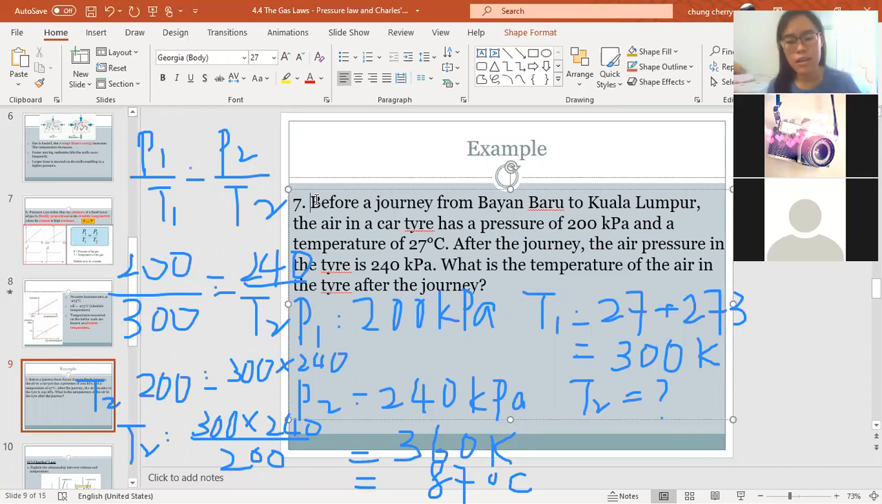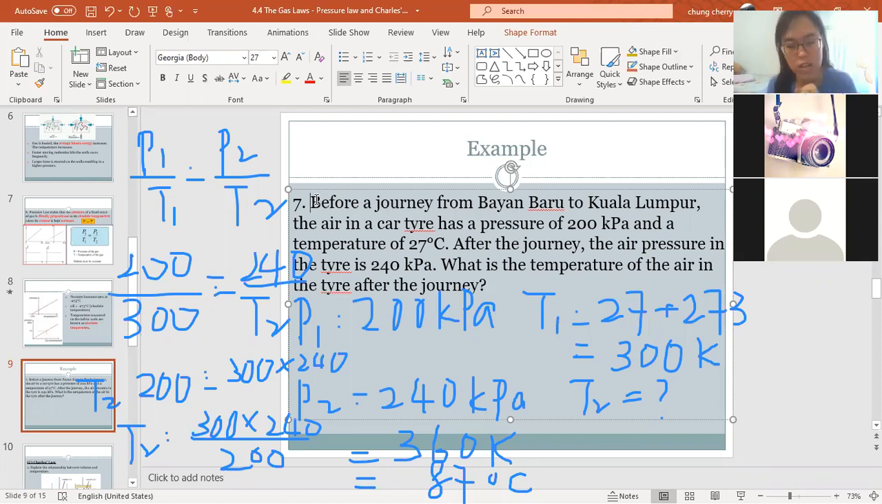Sorry, a little bit blur here, blur there. Yes, Emily? For every question like that, yes, we have to change it back to Celsius. Depends on the question.